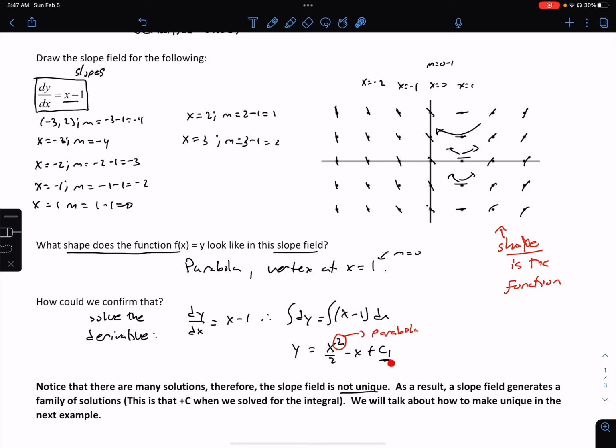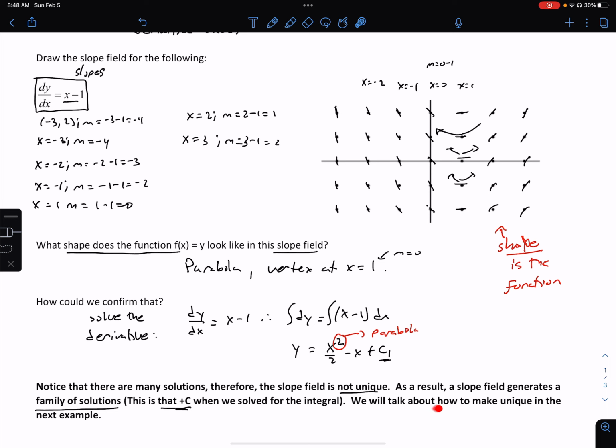All right, so that's what that plus c right here means. It means that it's not unique for us. As a result, a slope field generates what we call a family of solutions. That's what this plus c is when we solve for that integral. When we solve for that integral, that plus c, that's what we're talking about, that not uniqueness.